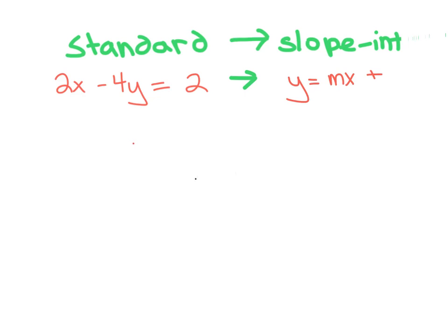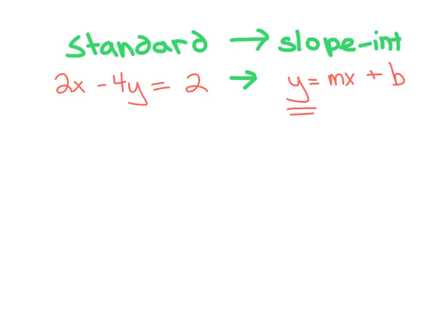And the reason that we like to rewrite lines that are in standard form in slope-intercept form is because it is very easy to graph a line where you have the y by itself on the left. So that's our goal. It's to get the y by itself on the left of the equal sign. So let's just go through this pretty quickly since we already learned this yesterday.